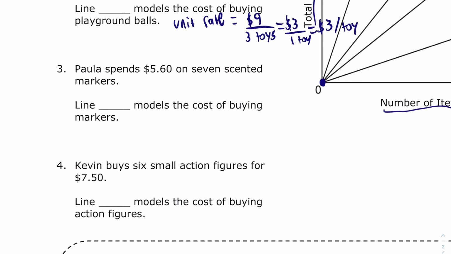Let's find the unit rate here. We're going to divide the y by the x. We have $5.60 and 7 markers. Which one of those are the y's? It's the dollars. So we'll do $5.60 on top, and we'll divide by the x, which is 7 markers.